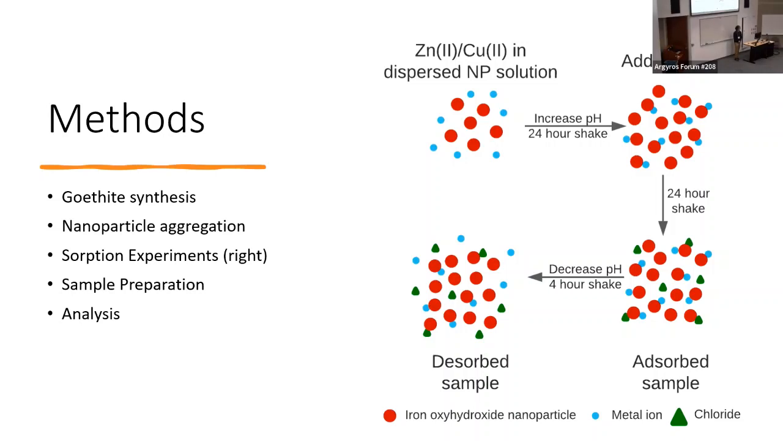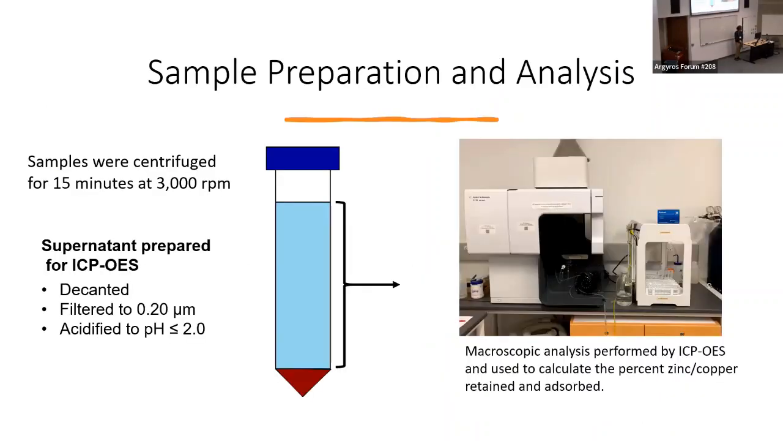And then once this set amount of time had elapsed, we had our adsorb sample. From this adsorb sample, we took a small amount of it and decreased the pH to about 5 and allowed that to rest for about 4 hours on a shaker, where we then got our desorb sample. And then after we had both of our samples, we prepared them for analysis via inductively coupled plasma optical emission spectroscopy, or ICP-OES. And we prepared these samples by first centrifuging for 15 minutes at 3000 RPM. And then the supernatant was decanted, filtered through a 0.2 micrometer filter, and then acidified to a pH of about 2. And then all samples underwent analysis with ICP-OES, which is seen right there as well.